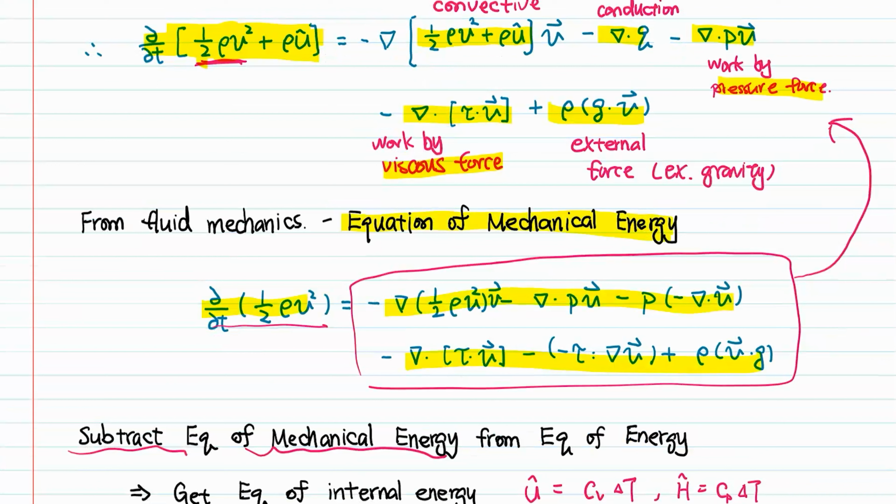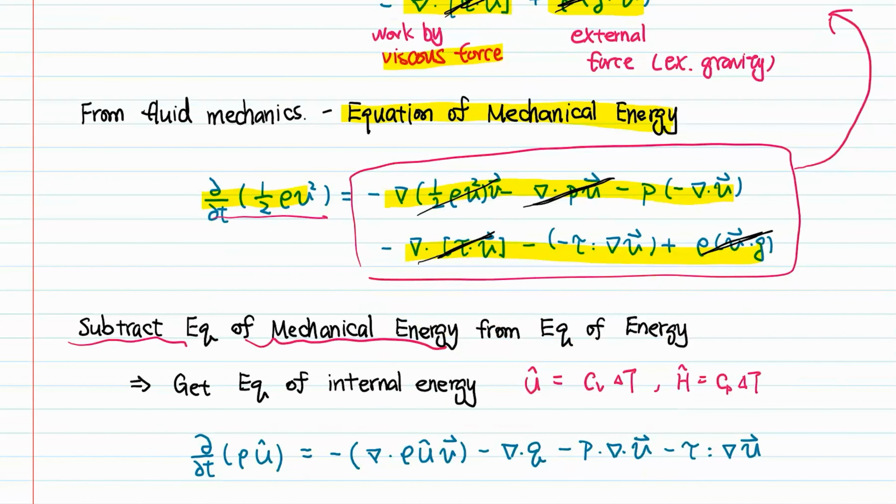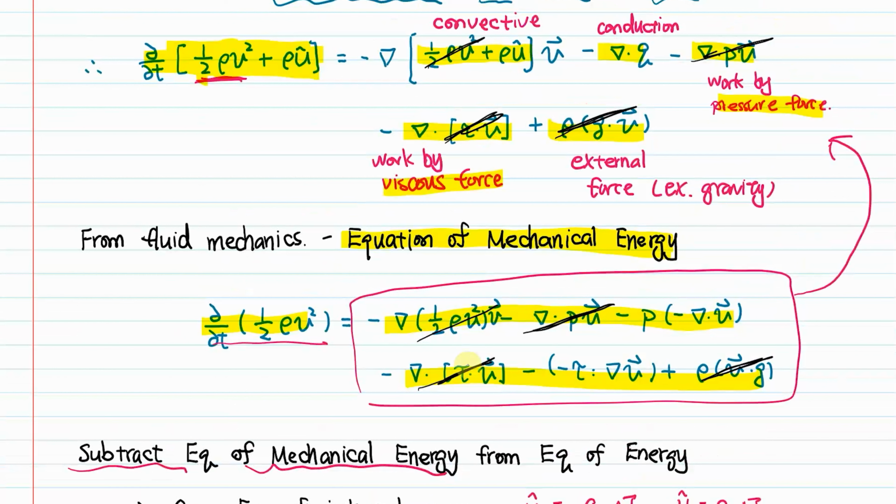So if we do that, you can see that some terms will be canceled out. Let's take a look at what terms are canceled out. The convective transport of mechanical energy will be canceled out. The work by pressure force will be canceled out, will be subtracted. The work associated with viscous force also will be subtracted. And also external forces. So at the end, we've canceled out 3 terms. So 1, 2, 3.